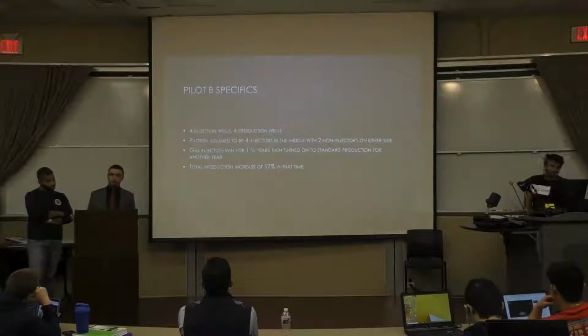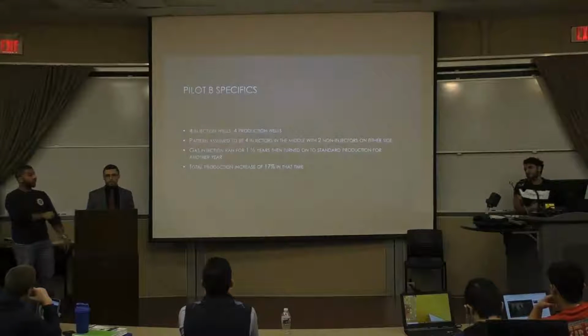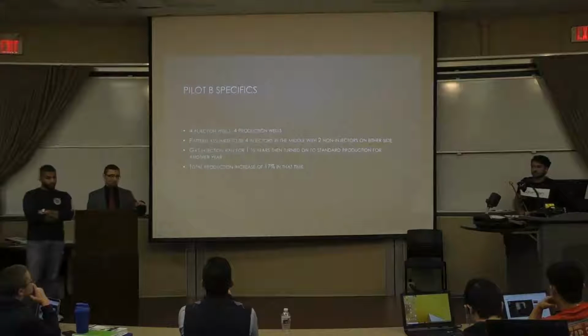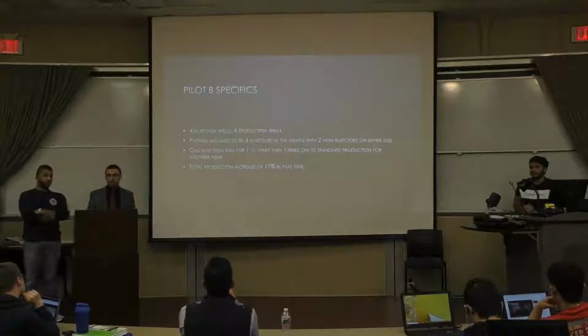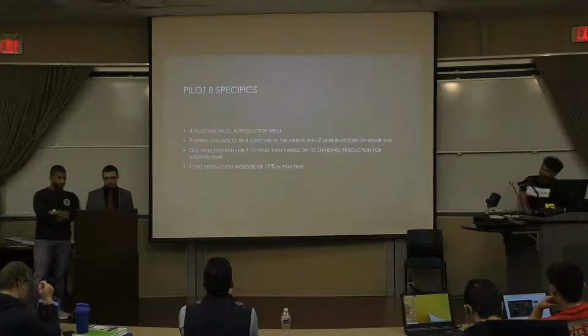Now I'll cover a little bit into Pilot B specifics. Pilot B had 4 injectors and 4 producers, and the way their pattern was set up is there were 4 injectors in the middle, and then on either side they had producers. They injected for 1.5 years and then put it on production for another year, and that increased production during the injection by 17% of the initial rate.